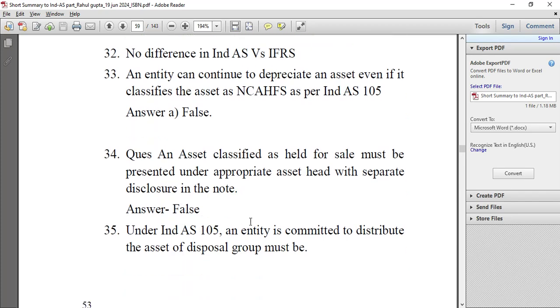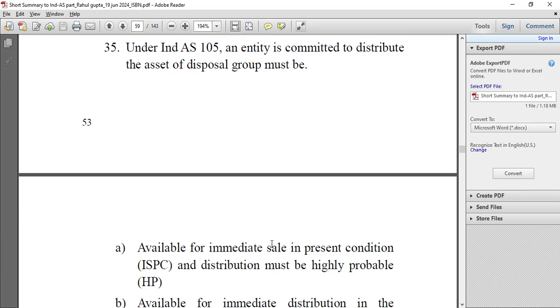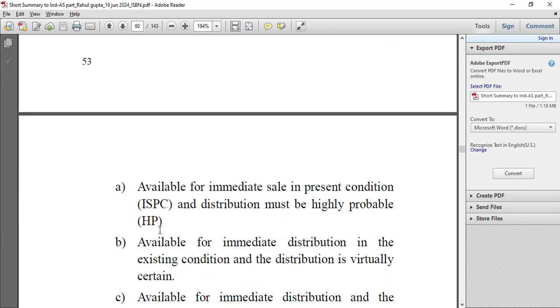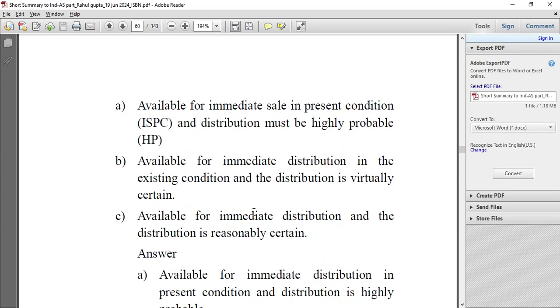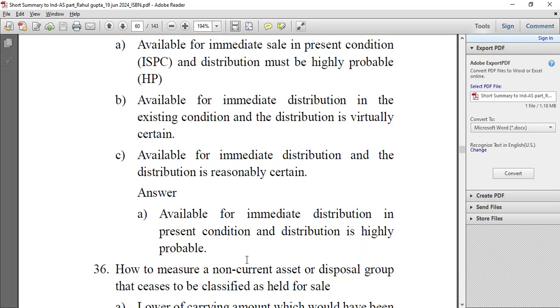Under Ind AS 105, an entity committed to distribute the asset or disposal group must have it available for immediate sale in present condition, and distribution must be highly probable. Options: ISPC and HP; available for immediate distribution in existing condition, and distribution is virtually certain; available for immediate distribution, and distribution is reasonably certain. Answer is available for immediate distribution in present condition, and distribution is highly probable.